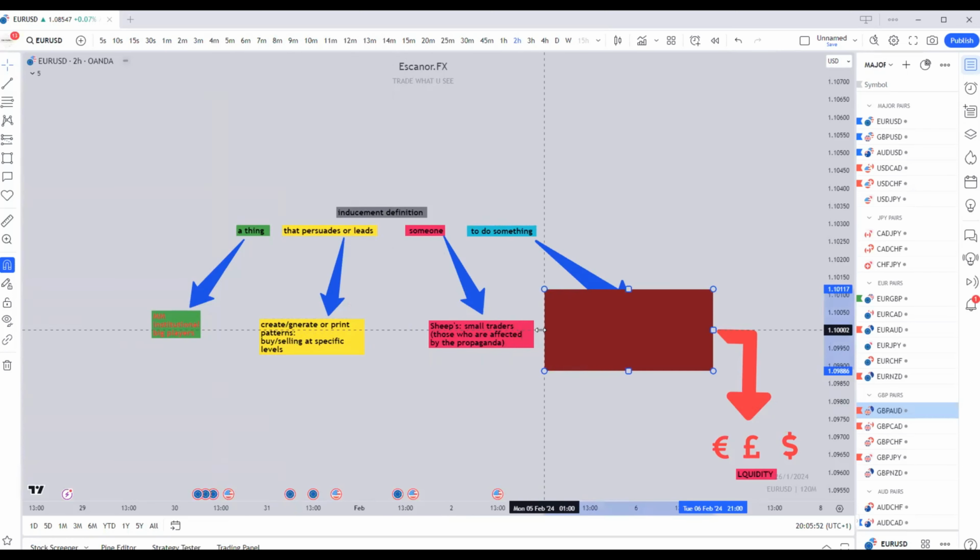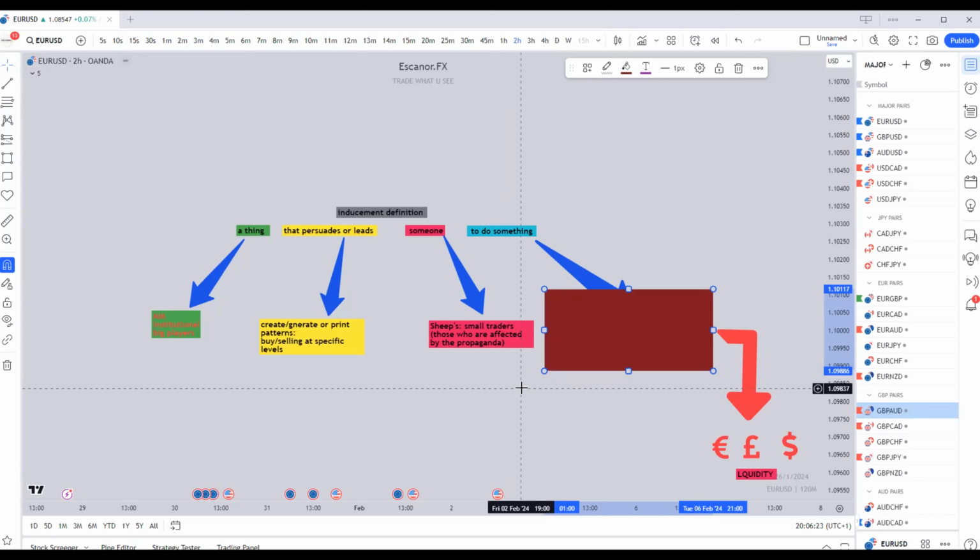The someone that they want to lead is the sheep, or small traders, those who are affected by the propaganda of social media or other things, those who learned retail strategies or retail concepts, or any famous strategy. Likely now the smart money concept is a famous concept. So it's a new retail concept.